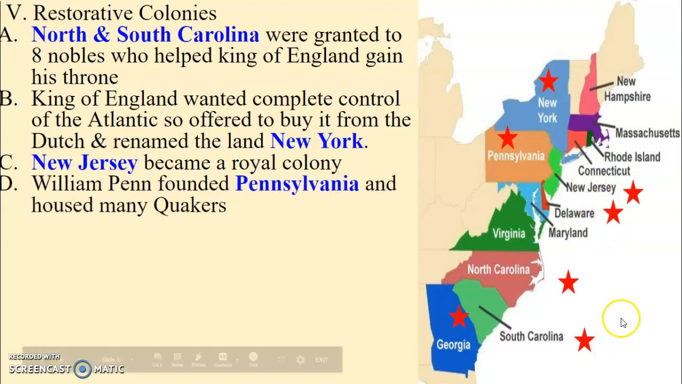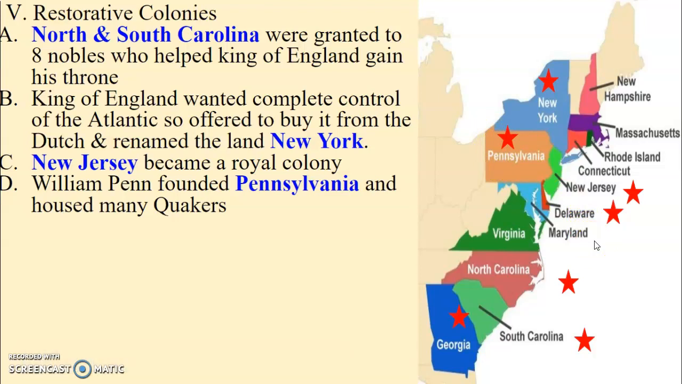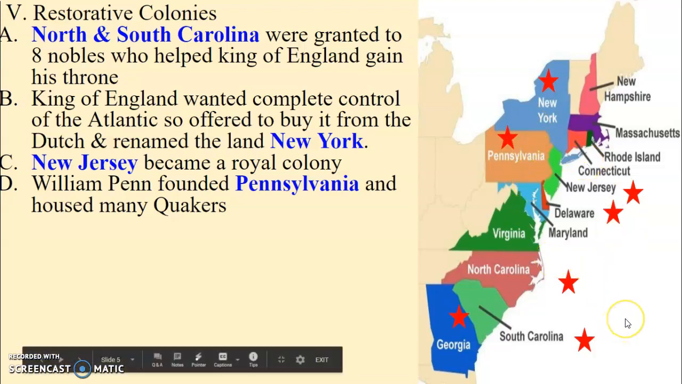William Penn was another noble that the king was a friend of, and he was also given the land of Pennsylvania. In Pennsylvania, he made it again a safe haven for religious groups, especially the Quakers, because they were being persecuted in other places. The Quaker is a form of religion, and they made Pennsylvania a safe haven for them, and he named it after himself. So William Penn founded Pennsylvania.